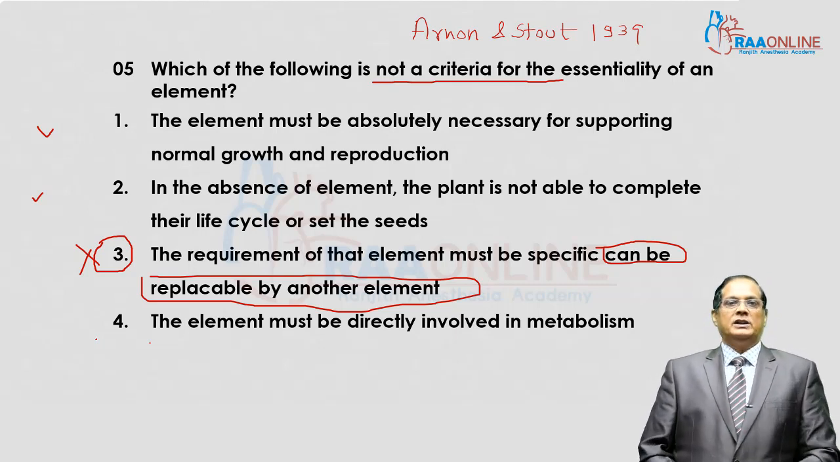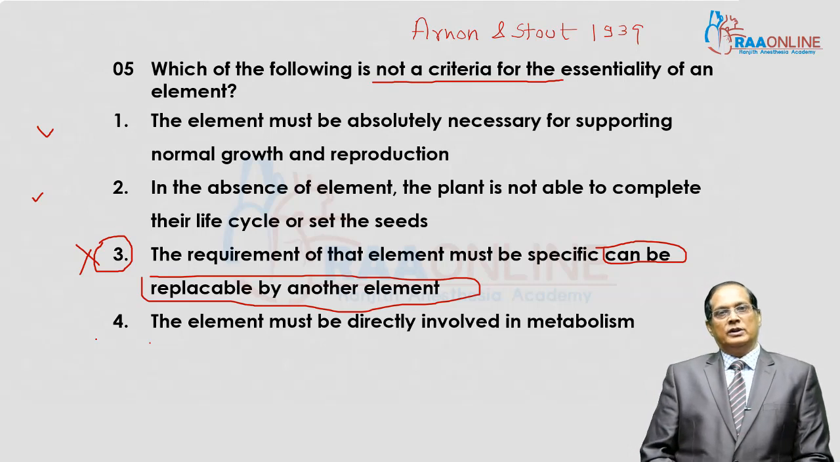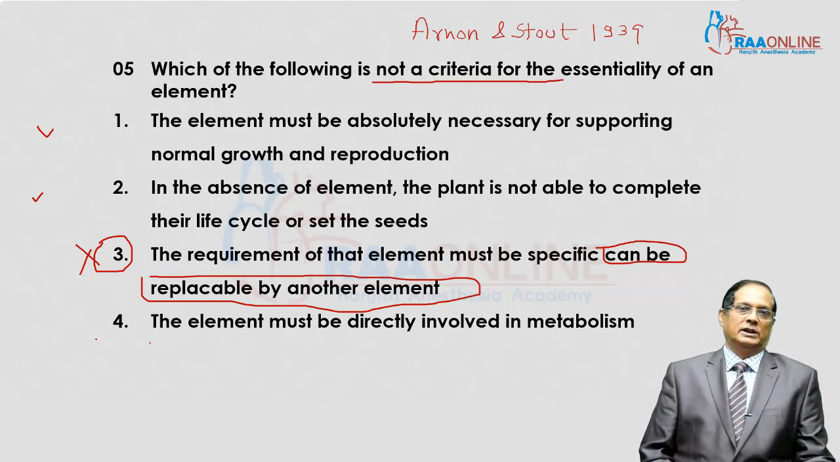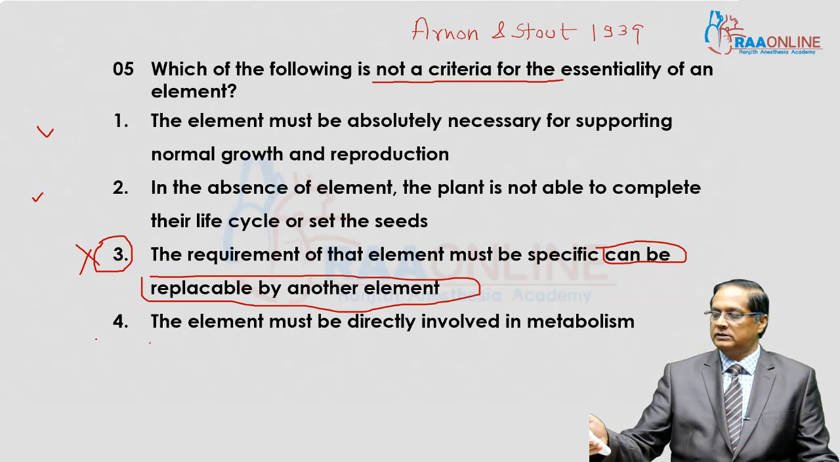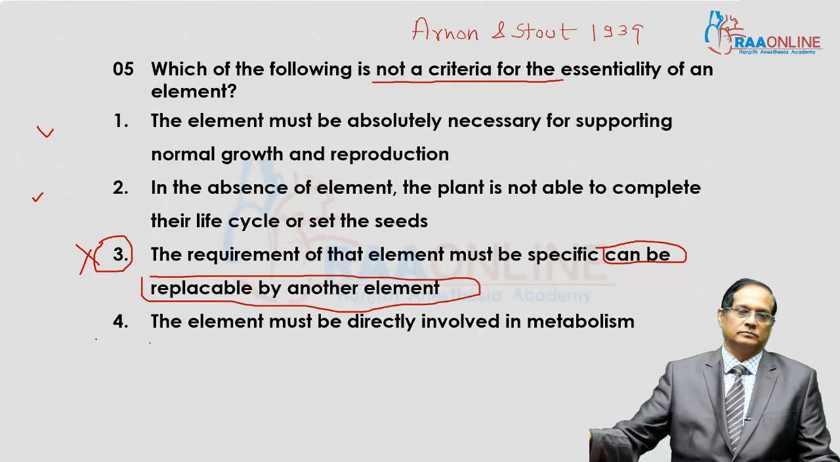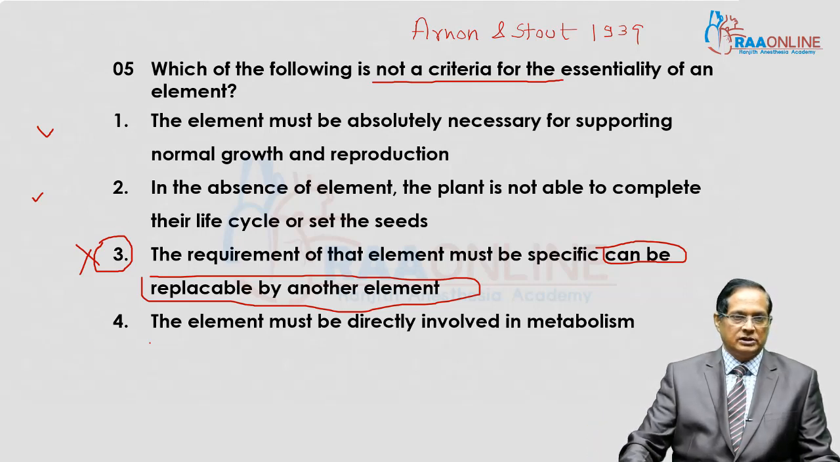So the answer for this question is that it is irreplaceable. Its requirement is fulfilled by only that element which is needed by the plant. It is irreplaceable, that is, that element must fulfill the requirement of its own. So question number 5, its answer is 3.